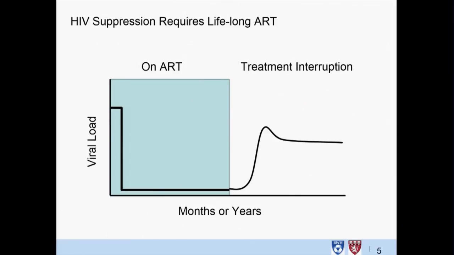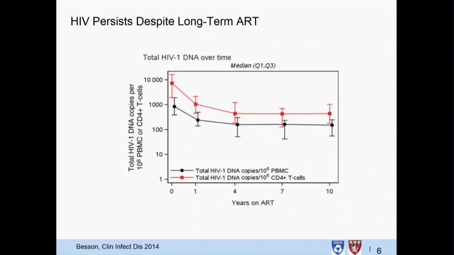As Raj alluded to, our patients can be on treatment for months, years, or even decades. But as soon as they stop therapy, HIV almost always will rebound, and relatively quickly. The reason this happens is because HIV persists within the cells. I'm showing you a graph in a cohort of individuals who were treated for over 10 years.